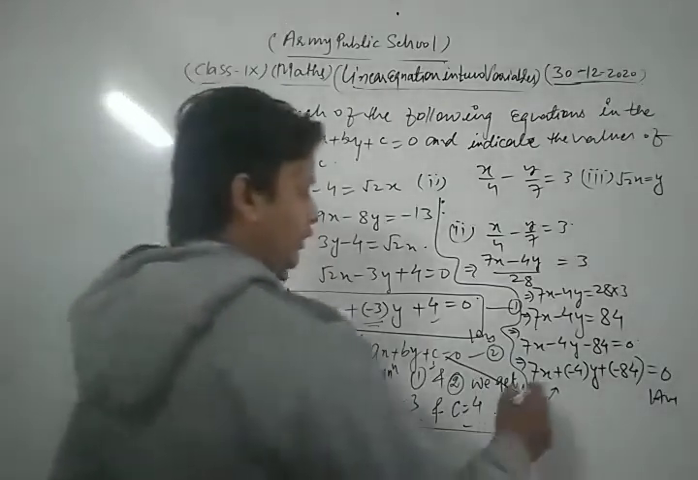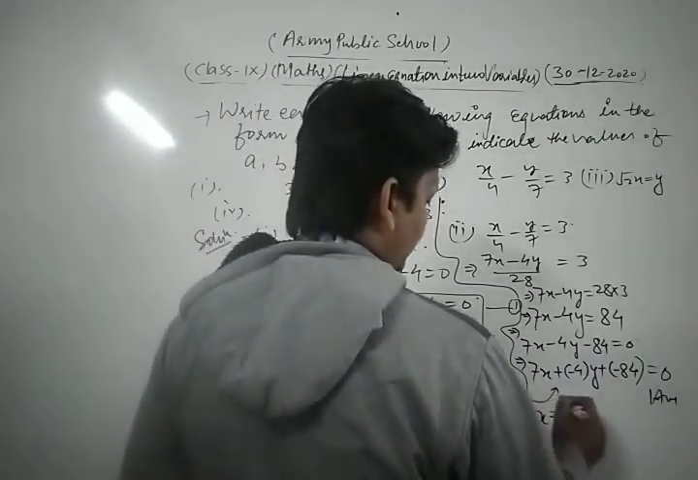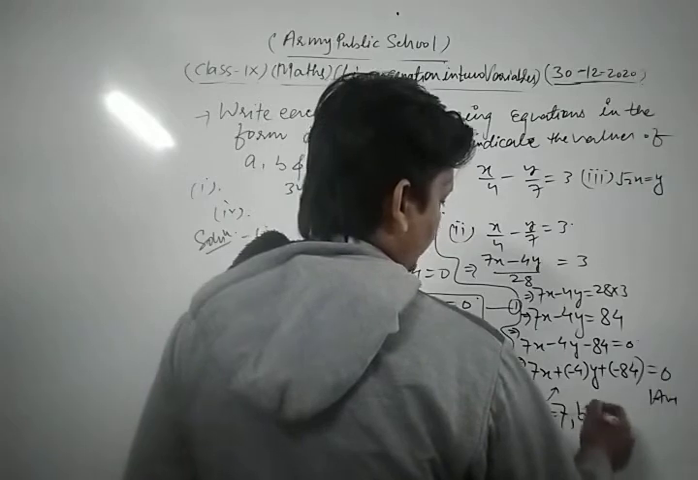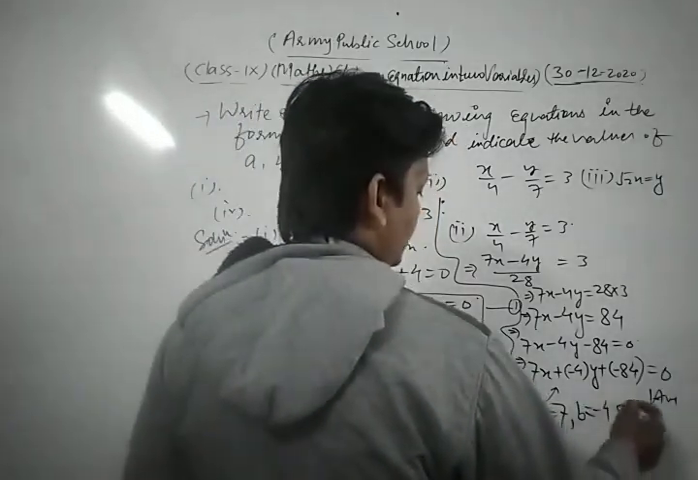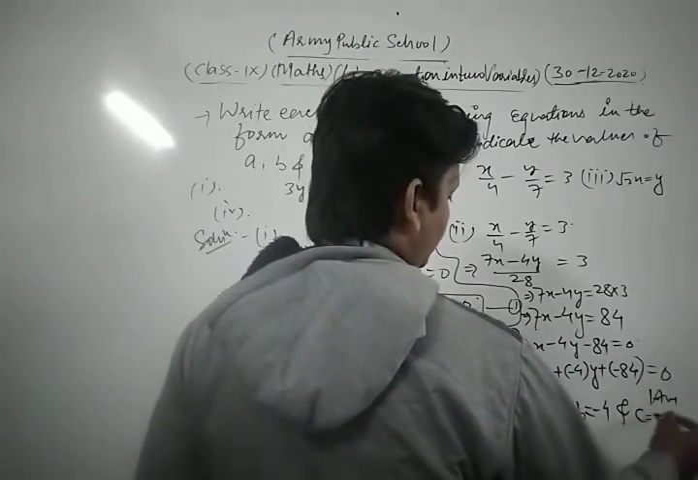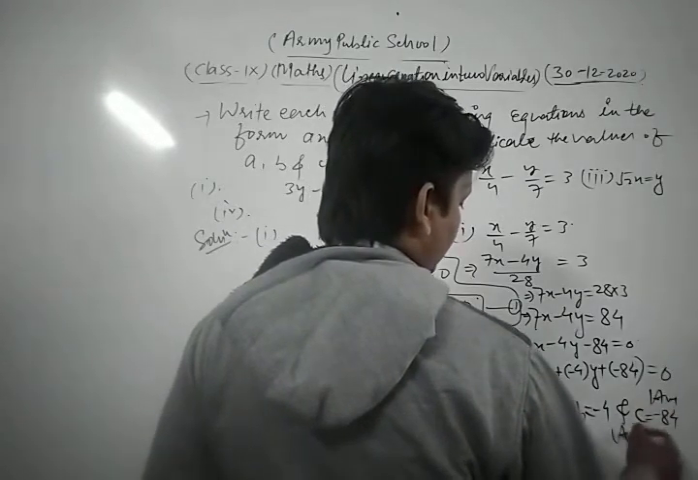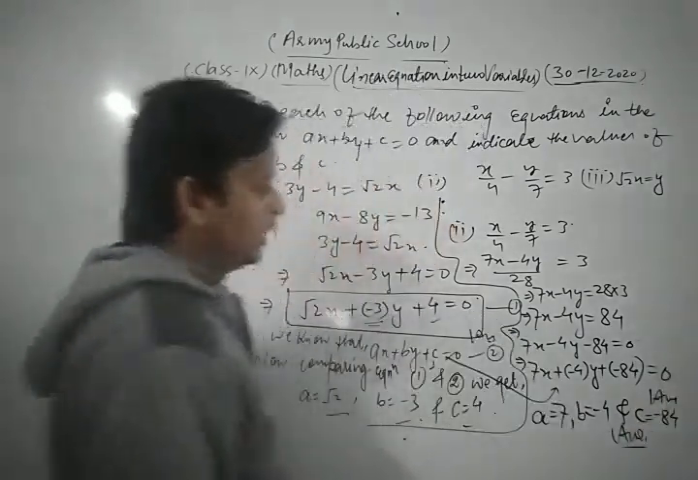Now we compare the given equation with the original form of the equation. Thus the value of a, meaning the coefficient of x, is 7. The value of b, meaning the coefficient of y, is minus 4, and the constant term is minus 84. This is our required solution of the given question.